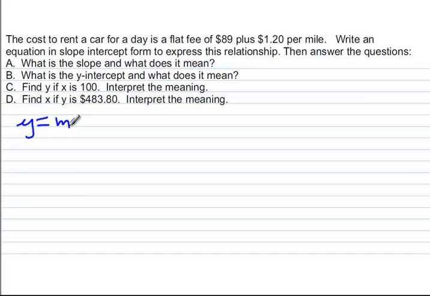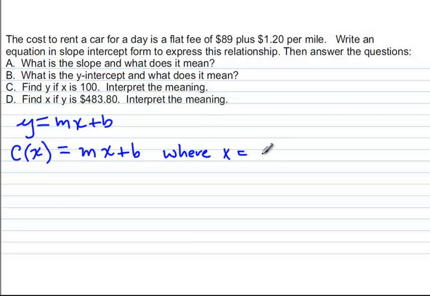So the first thing I want to do is write my equation. y = mx + b. And if we wanted to call this a function, we could say the cost of x equals mx + b, where x is the cost per mile, and where b is the flat fee. So let me take a moment to explain why I know that x is the cost per mile and b is the flat fee.